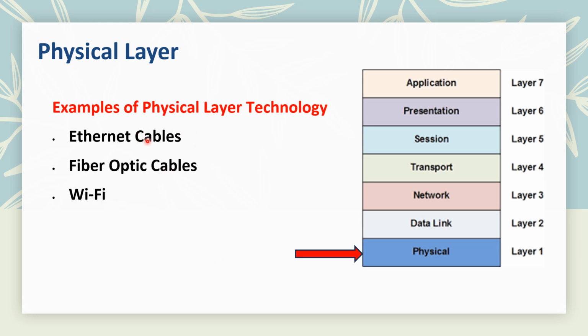Examples of physical layer technology: Ethernet cables. These are the familiar cables that connect computers in a network using electrical signals. Fiber optic cables use light to send data over long distances very quickly. And Wi-Fi, this technology uses radio waves to connect devices without wires.